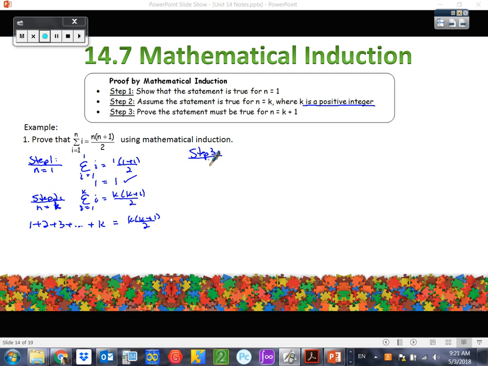This is where we do n equals k plus 1. So again, I'm going to go back to this original expression, and everywhere there's an n, I'm going to put a k plus 1 there. So we have the summation from i equals 1 to k plus 1 of i equals k plus 1 times k plus 1 plus 1 all over 2.